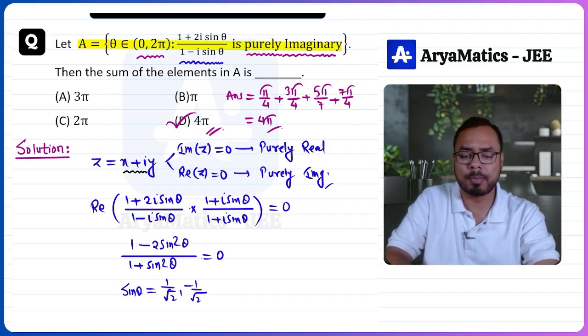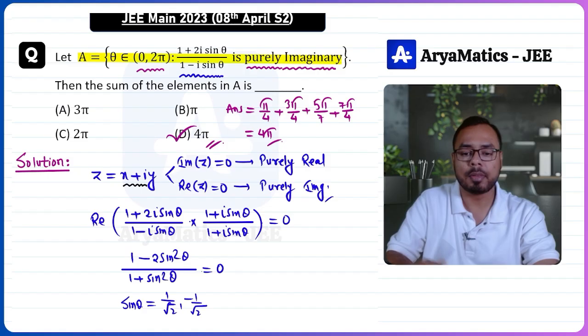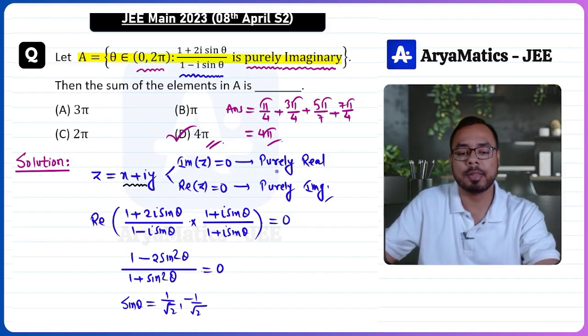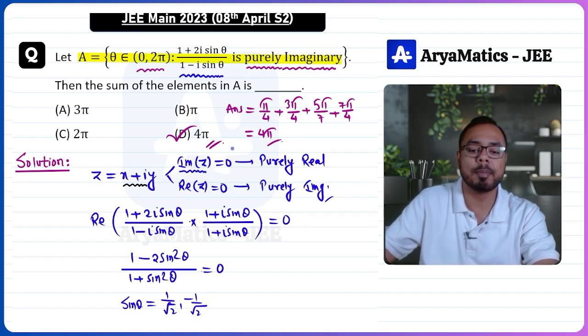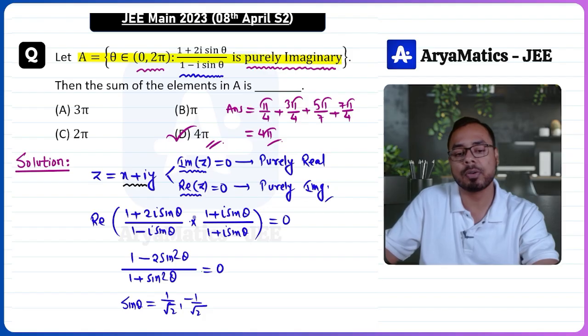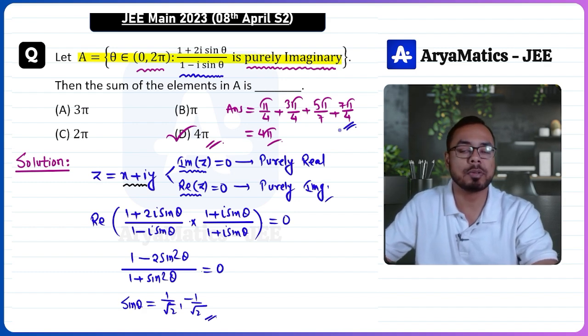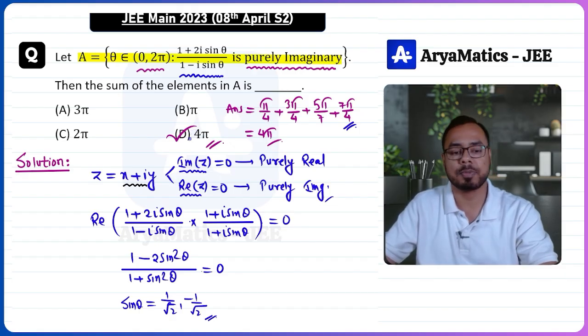Right. So this was not a difficult problem, a very basic problem. And if it was given that the complex number is purely real, then you will equate the imaginary part to 0. Here it is given that it is purely imaginary, that means the real part will be 0. Multiply and divide by the conjugate of the denominator. Finally, we got sine theta as 1 by 2 or minus 1 by 2. These are the four values of theta. Their sum will be 4 pi, and hence the correct answer will be the fourth option.